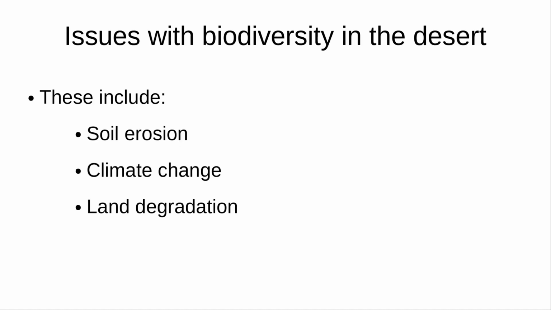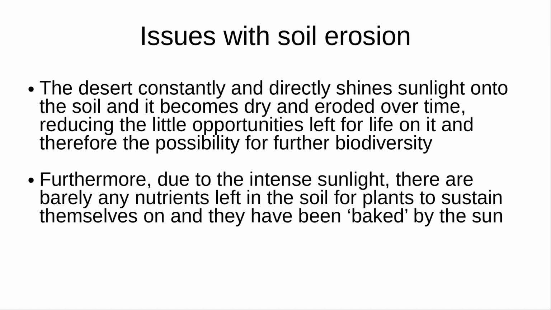There are also some issues related to biodiversity in the desert, which include soil erosion, climate change, and land degradation. Soil erosion factors include the desert constantly and directly shining sunlight onto the soil, and it becomes dry and eroded over time, reducing the little opportunities left for life on it, and therefore the possibility for biodiversity. Furthermore, due to the intense sunlight, there are barely any nutrients left in the soil for plants to sustain themselves on.